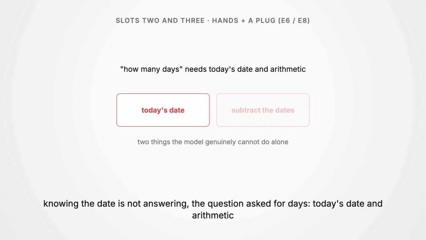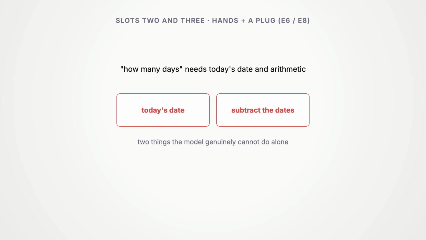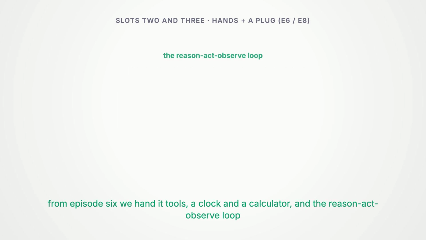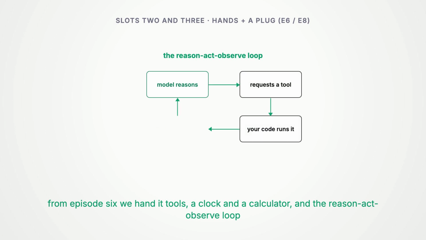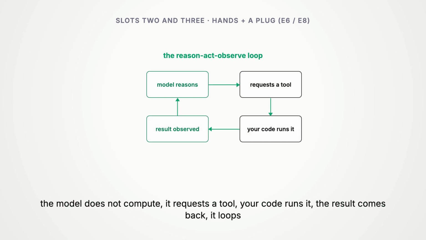But knowing the renewal date is not the same as answering the question, because the question asked for days, and that needs today's date and some arithmetic, two things the model genuinely cannot do alone. So slot 2, hands. From Episode 6, we hand it tools, a clock and a calculator, and the reason-act-observe loop. The model does not compute anything. It requests a tool, your code runs the real thing, the result comes back, and it goes again, around the loop until the job is done.